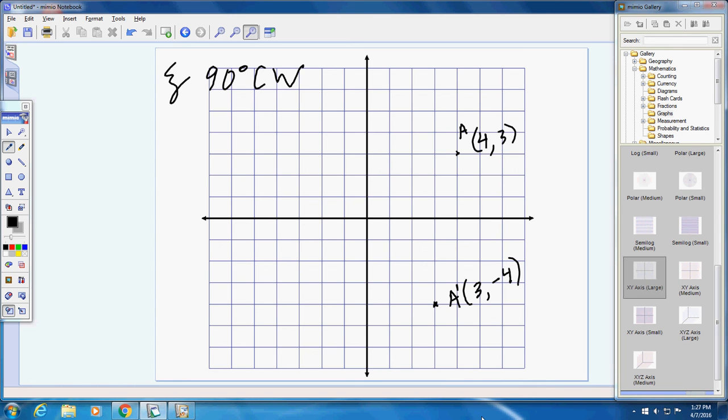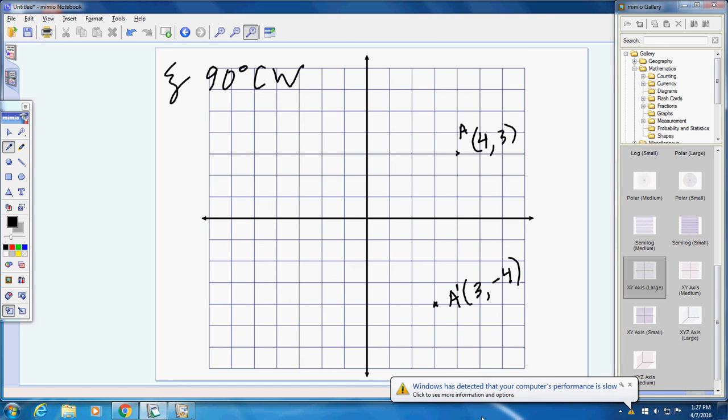So cheater method number 1: I'm doing my test and it says to do 90 degrees clockwise and there's an image there. I write down all my original points and then what do I do with my whole test page? I just turn it 90 degrees. That's cheater method number 1, right? You can do that. And lots of people do that for the whole course.